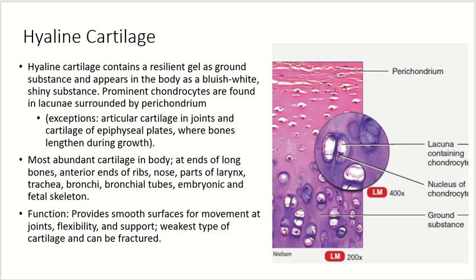Functionally, hyaline cartilage is going to provide a smooth surface for movement at the joints. It's also going to provide flexibility and support. This is going to be the weakest type of cartilage that we have of the three, and it can potentially be fractured. So if you've ever eaten ribs, or a chicken drumstick, and you've disarticulated that chicken or that rib, you can actually see this hyaline cartilage, this sort of shiny bluish, whitish layer essentially at the end of these joints. That's going to be that hyaline cartilage there. So next time you're going to have barbecue, keep that in mind. It's pretty interesting.